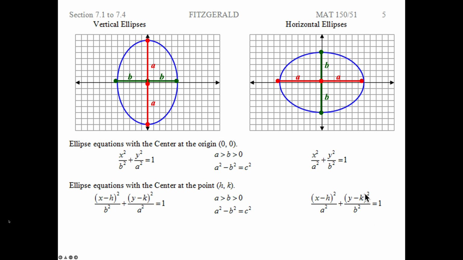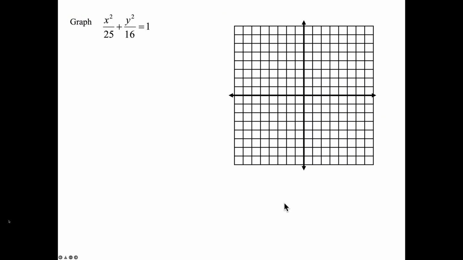All right? And notice that they don't change position. Only the denominators switch, because a squared is always representing the bigger denominator, bigger value. All right, time for graphing. No minus h, no minus k, so our center is at the origin, 0, 0.